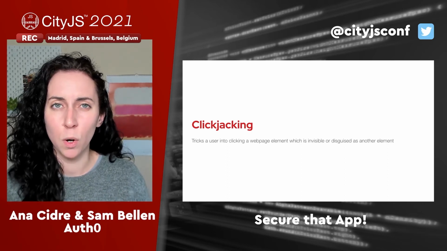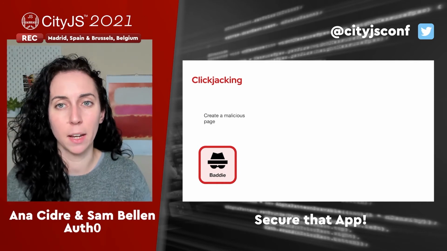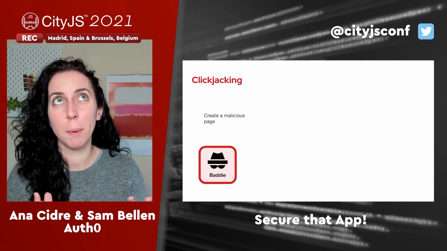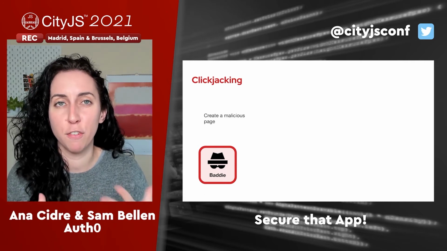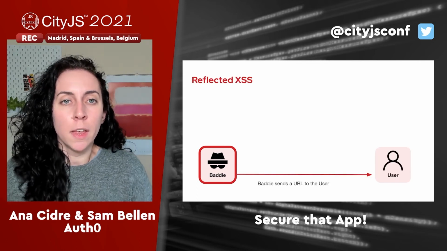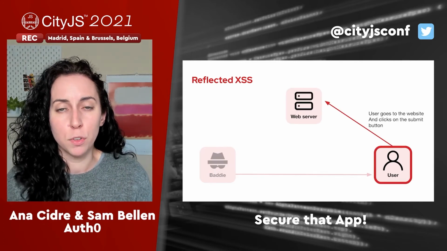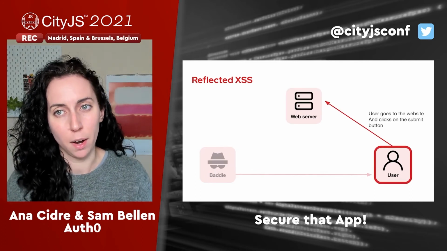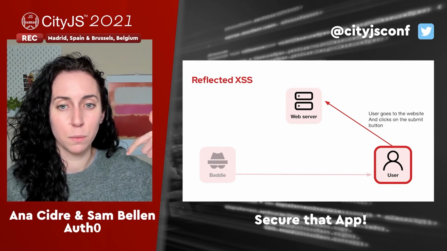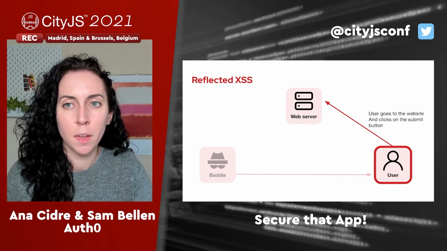So let's take a look at what this scenario might look like. We have our baddie again, and this baddie is going to create a page, for example, telling the user that they have a fine that they need to pay straight away, like alert, alert. Then they send this URL to the user, and what's the user going to do? Well, they're going to click on this URL, and it's going to send a request to the web server, and what it's going to do is show the malicious page.